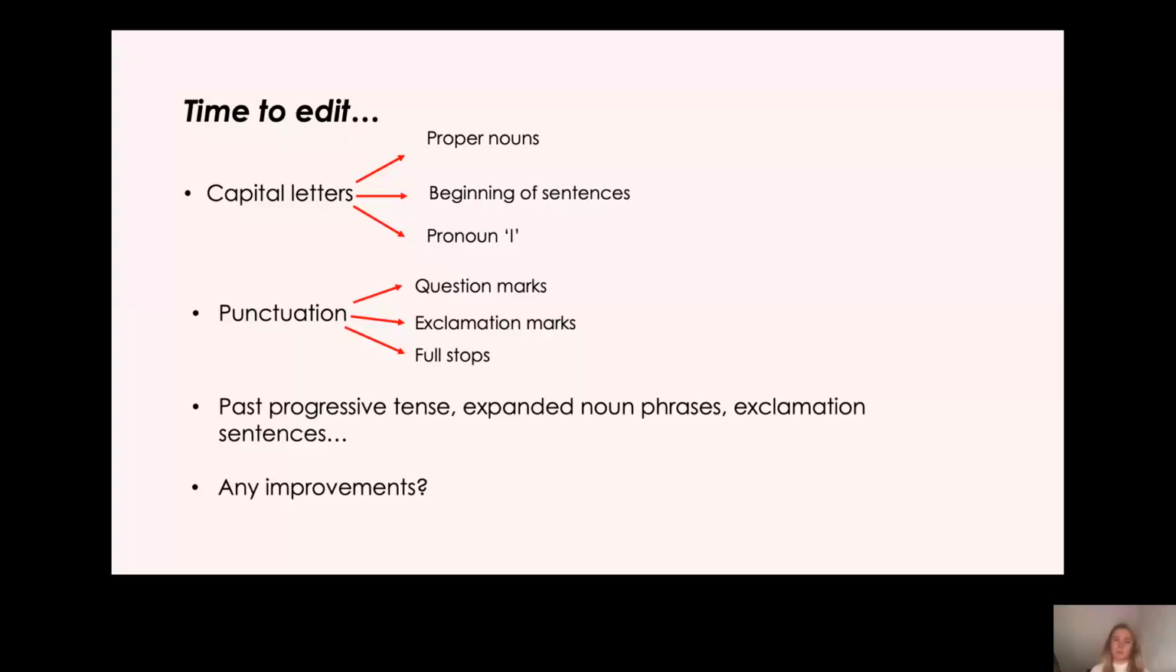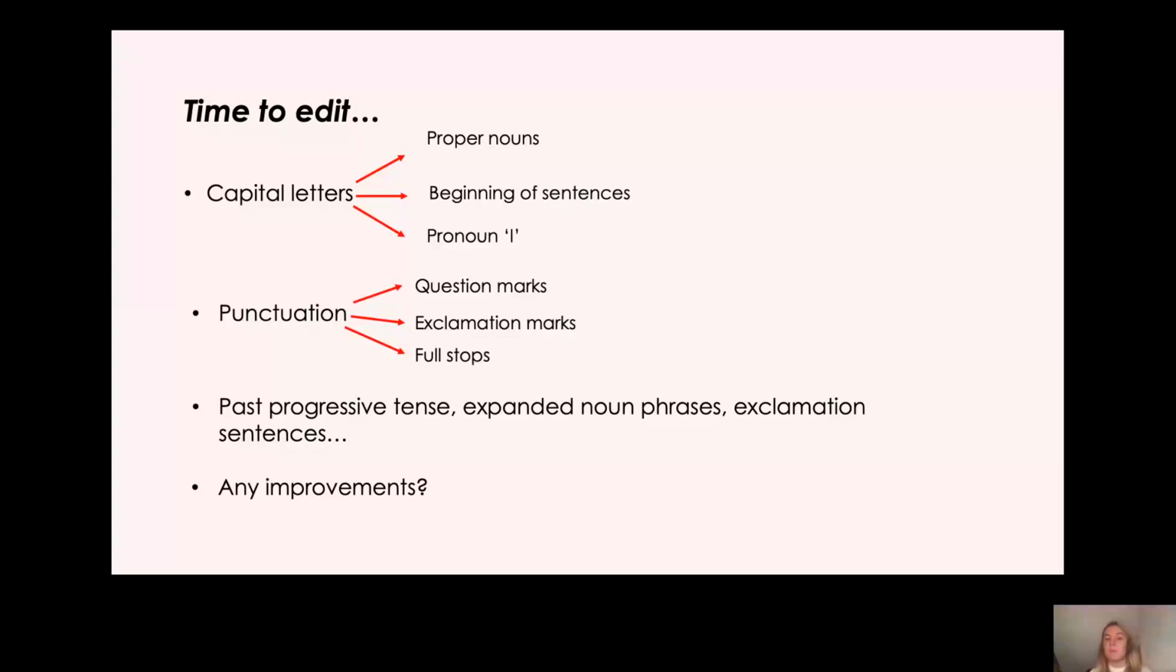We are going to be looking for capital letters, punctuation, how we have formed the different elements, so how we've formed the past progressive tense, how we've formed expanded noun phrases, how we've formed exclamation sentences, and so on. And then any other improvements. Okay, so we are going to start with capital letters.